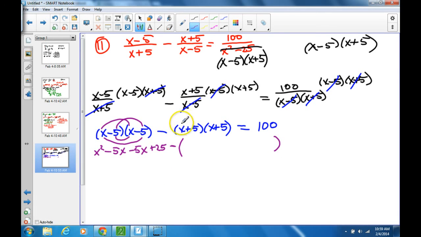Okay, so once again, x times x is x squared. Then we have 5 times x. And then another 5 times x. And then 5 times 5 is 25. Equals 100.